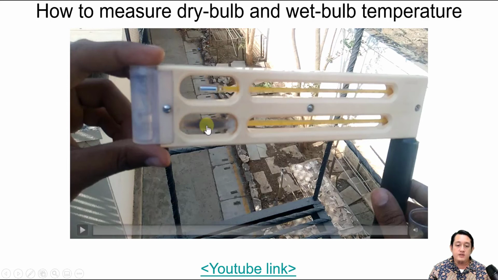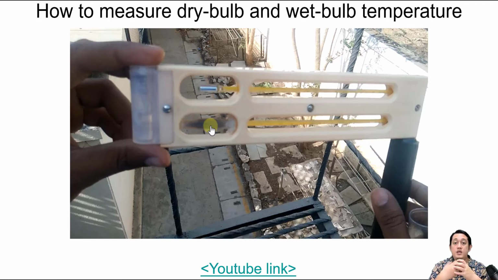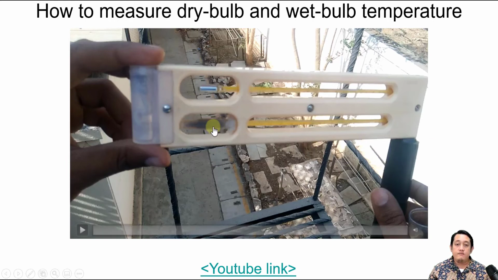When we cover the tip of this thermometer, the water inside it will be evaporated, and it will create the condition where the relative humidity is 100%. So that means all of the water surrounding the tip of this thermometer is water vapor. This is the condition that we want to create. So how do we use this hygrometer, or psychrometer? Let's take a look at this video together.